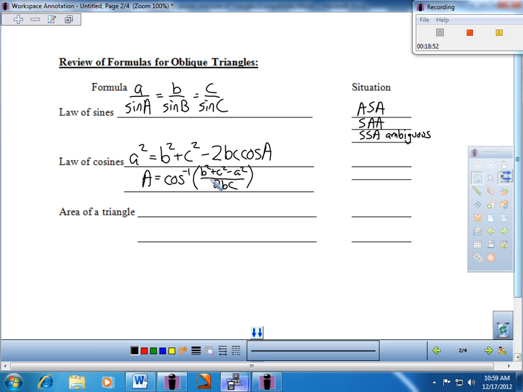Okay, and let's see the 2 situations with this, SAS and SSS, of course. All right, wonderful. And now we have 2 areas of triangle formulas. So let's see, this was the one we did the other day. So 1/2 bc sine of A. So basically 2 sides and an angle in between. And so what that would mean is that's SAS.